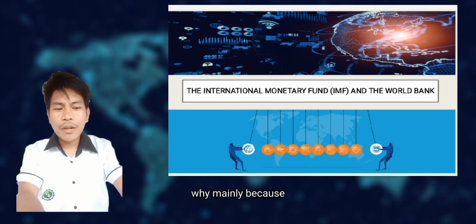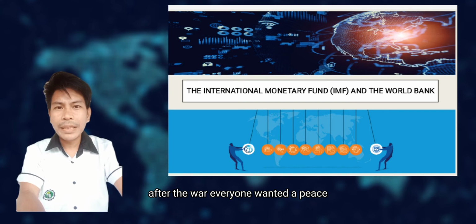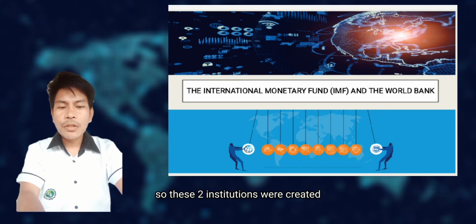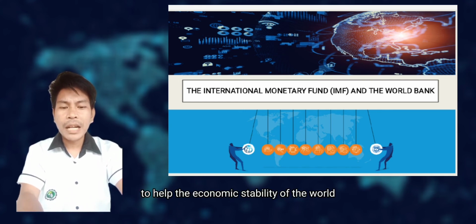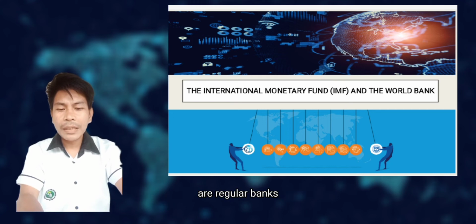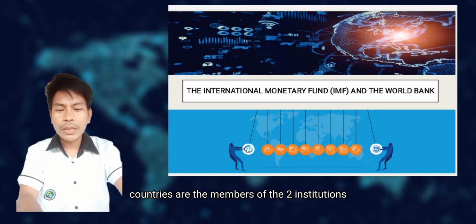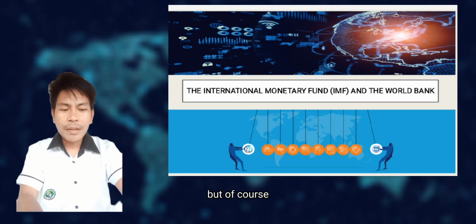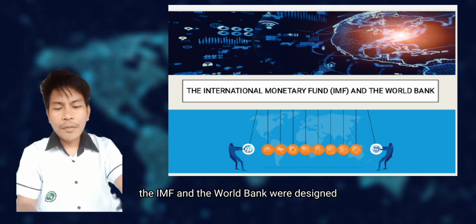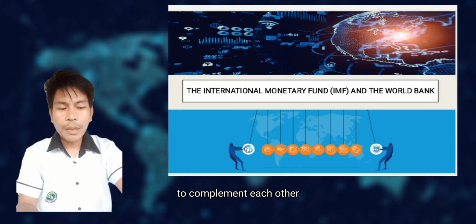Why? Mainly because after the war, everyone wanted peace. However, peace on an empty stomach is hard to maintain. So these two institutions were created to help the economic stability of the world. Both of them are basically banks, but instead of regular banks started by individuals, they've been started by countries. Most of the world's countries are members of the two institutions. But of course, the richest countries are those who handle most of the financing and ultimately those who have the greatest influence. The IMF and the World Bank were designed to complement each other.